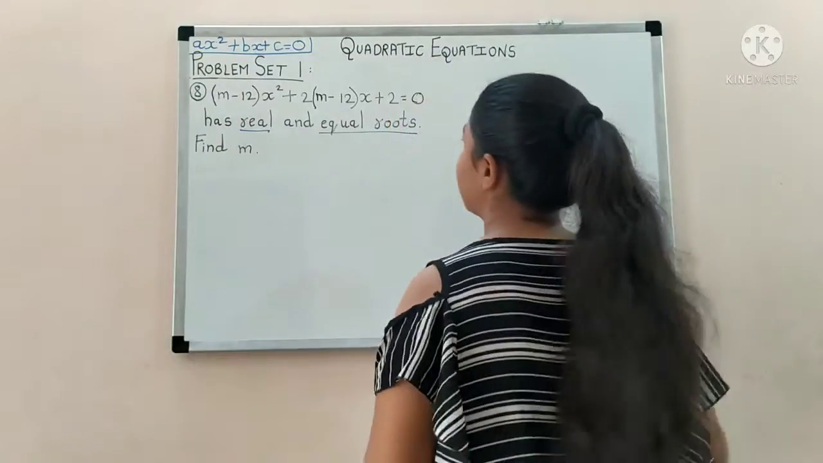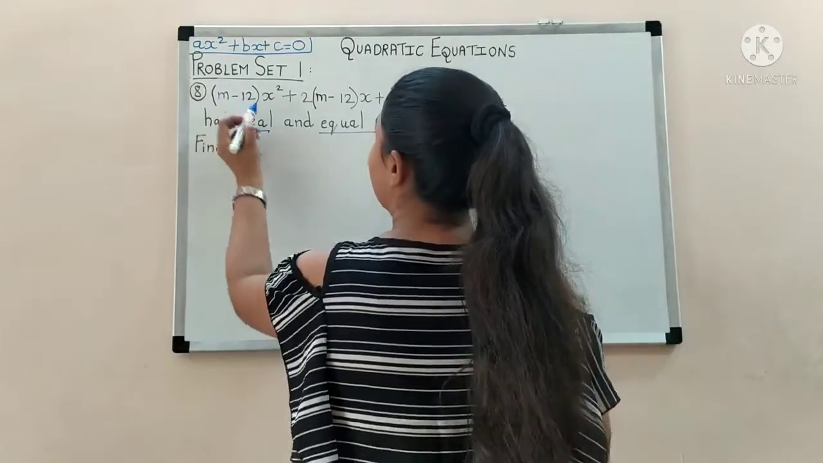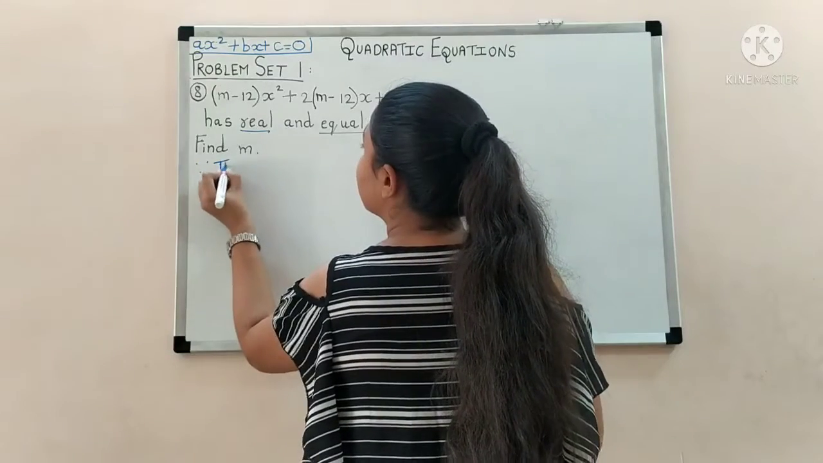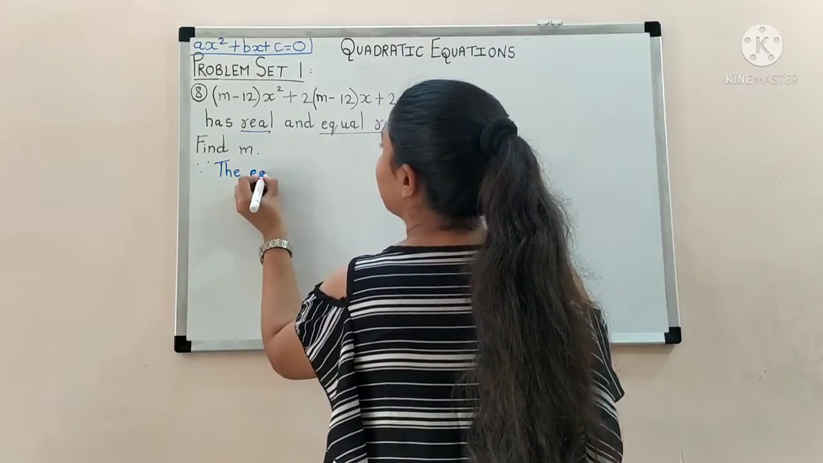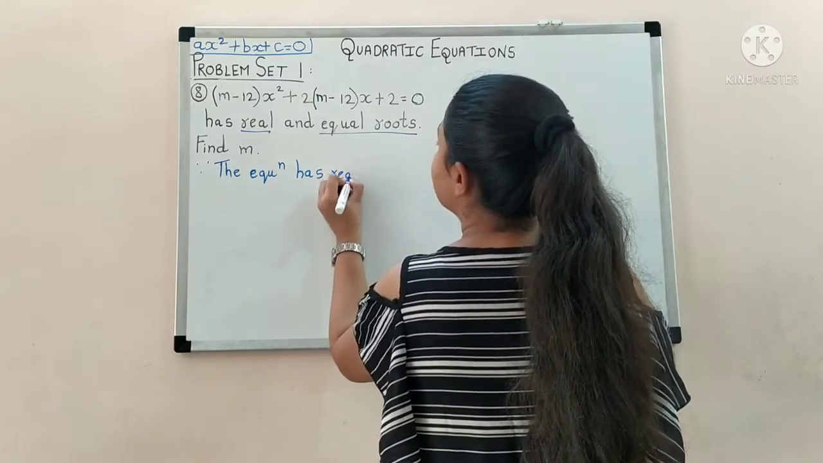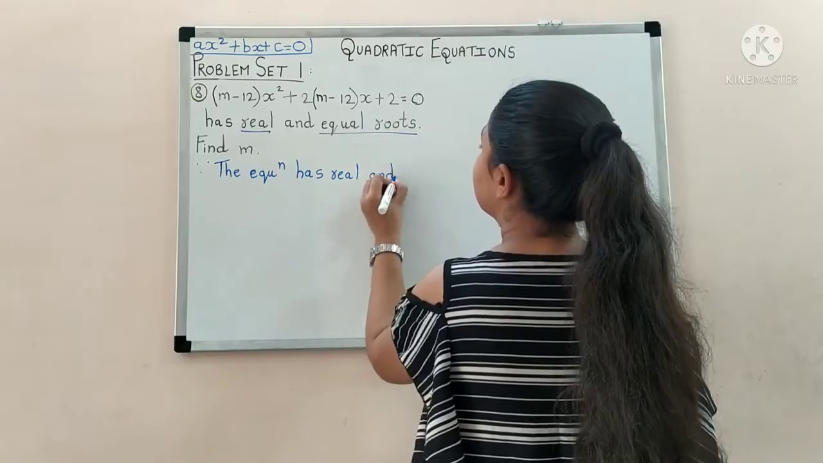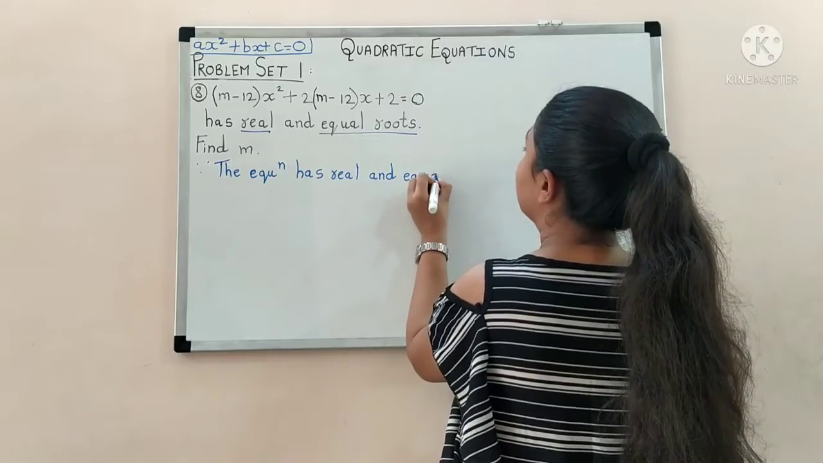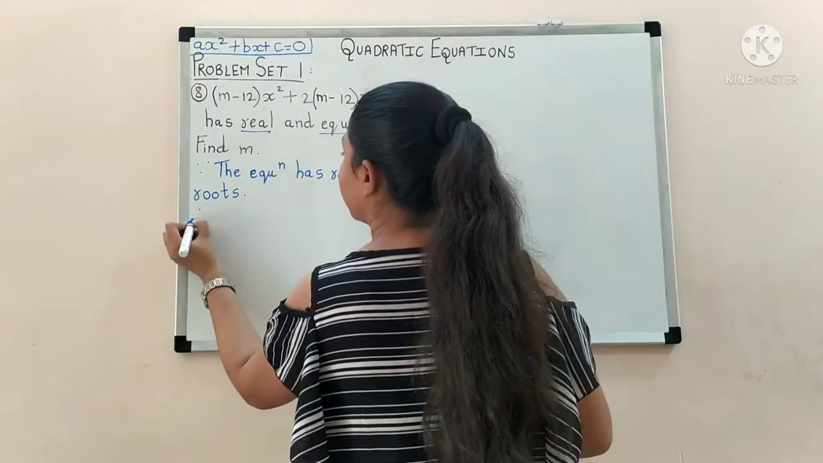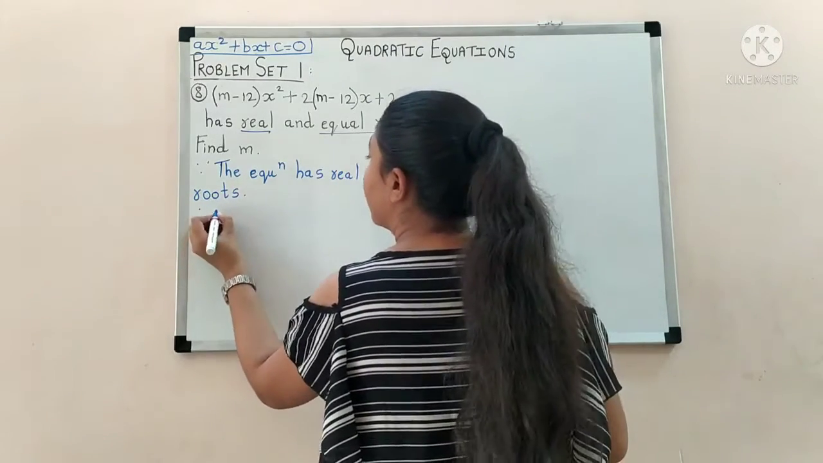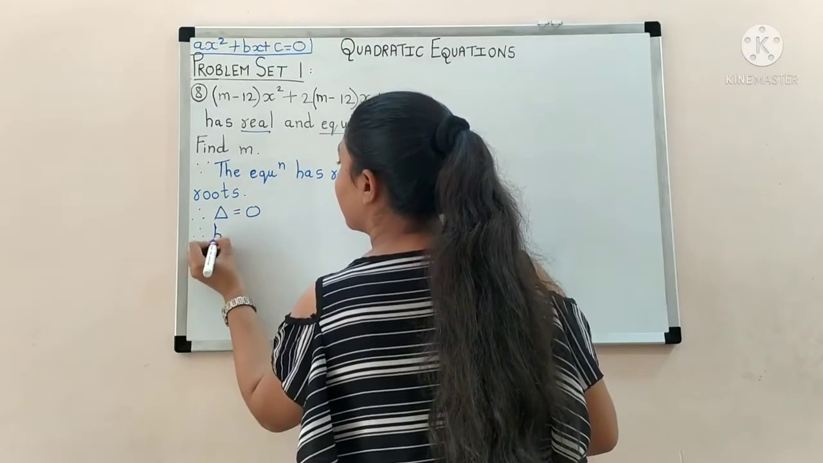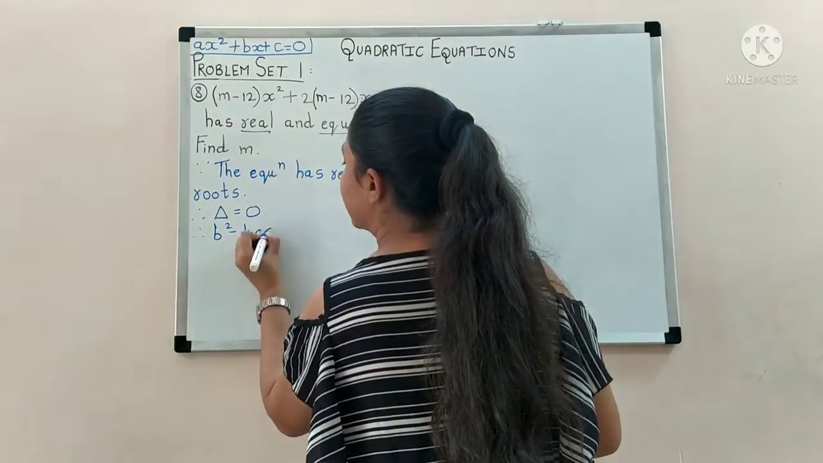Okay? So now pay attention here. It is already given real and equal roots, so you can write: since the equation has real and equal roots, therefore the discriminant will be equal to 0, therefore b square minus 4ac is equals to 0.